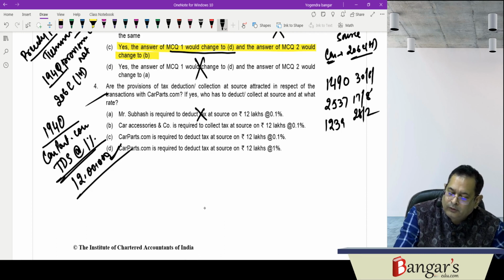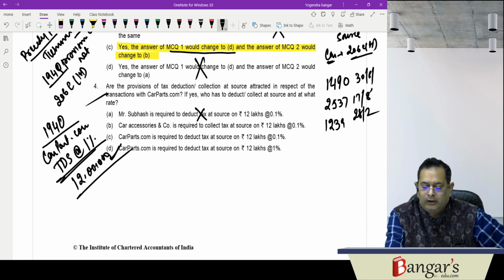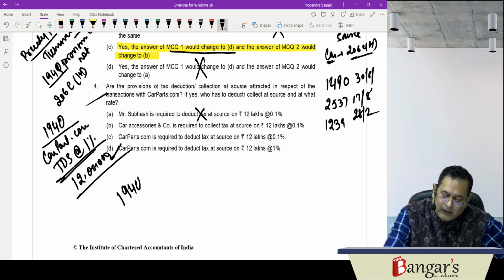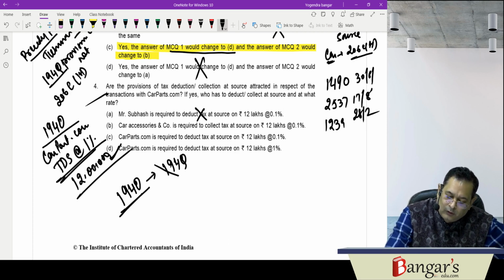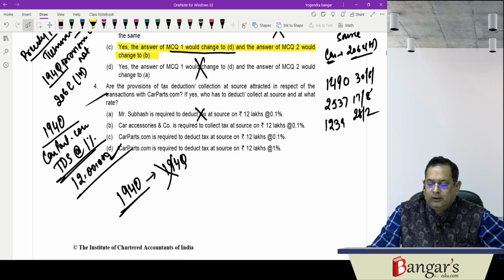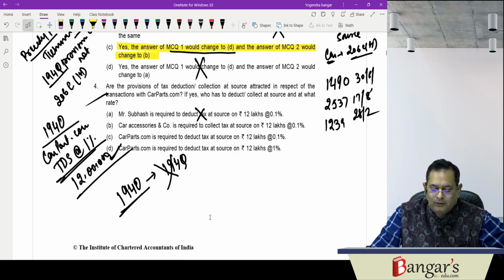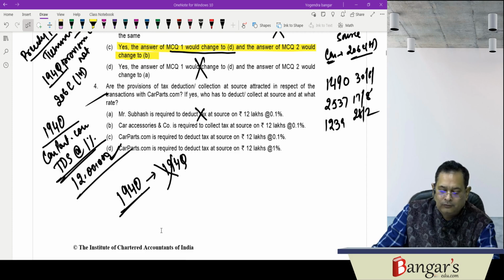Subhash is not required to deduct tax at source on 12 lakh rupees because where 194O is applicable, it has been specifically provided, then 194Q will not be applicable. The rate of TDS under 194O is higher than the rate under 194Q. Therefore, the e-commerce operator will be required to deduct tax at source on 12 lakh rupees. So the answer will be D.